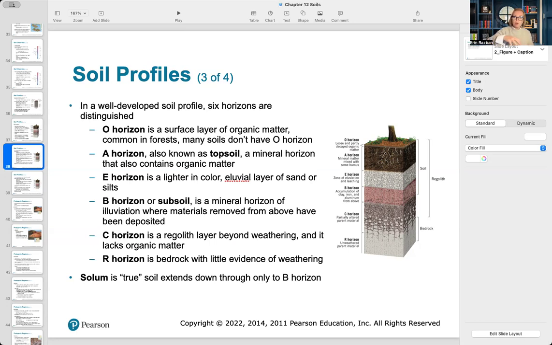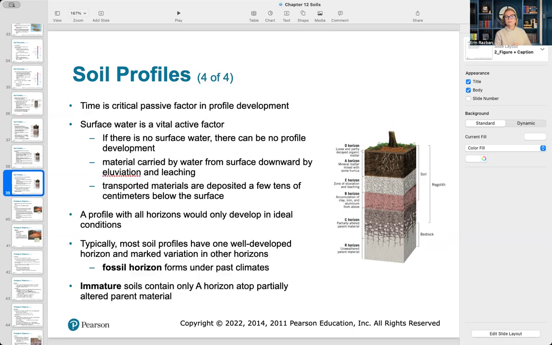So a soil profile is like a geological biography. It's a vertical cross section that reveals the entire history of soil formation from the surface all the way down to the bedrock. The solum is the true soil. It includes the top four horizons: O, A, E, and B. And this is where most of the action happens, where life thrives and nutrients cycle.